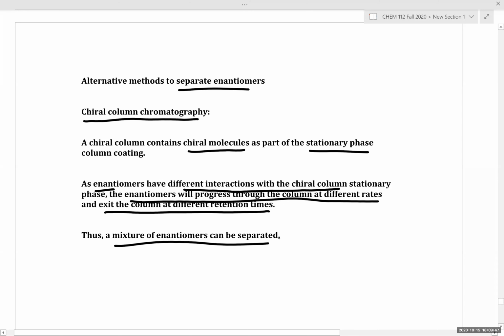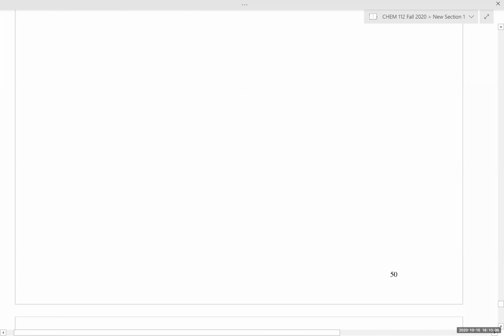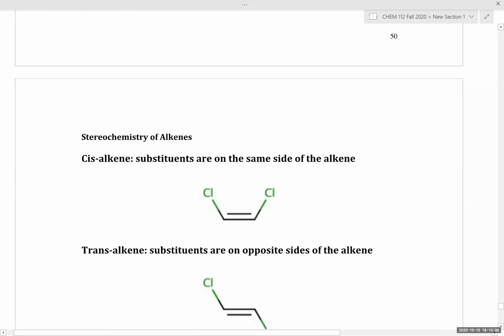Thus, a mixture of enantiomers can be separated. Very similar logic to our discussion of the stationary phase in the gas chromatography lab. Not quite identical, but a good point to reference. Okay, so that's how we separate enantiomers. It's important to know practically.